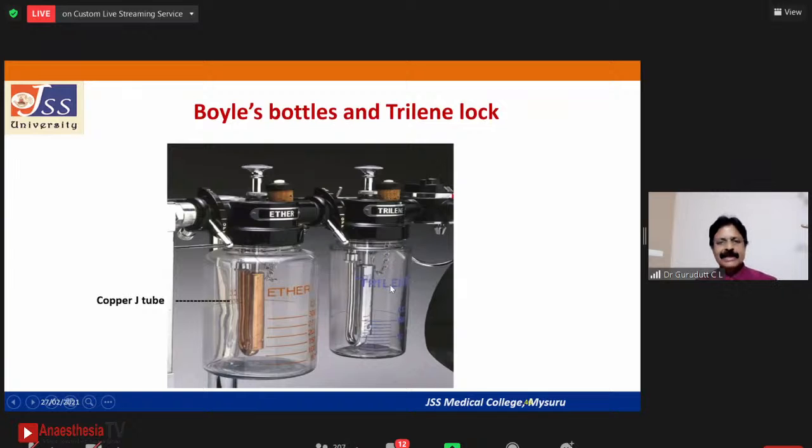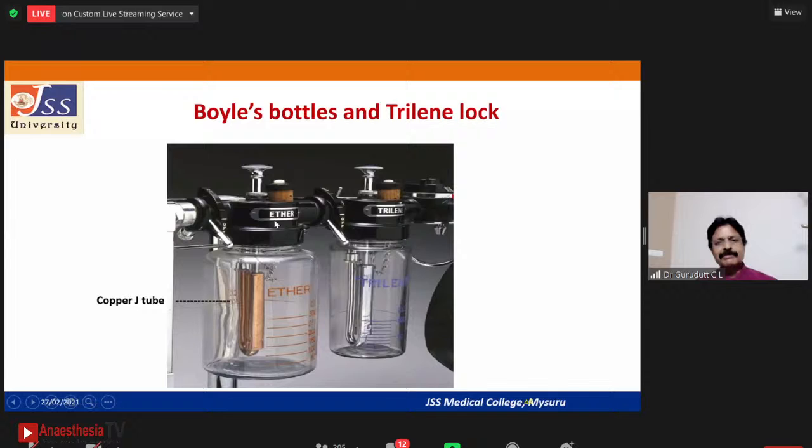Trilene reacts with soda lime to produce phosgene, which can be toxic to the nerves, and many times it can even produce trigeminal neuralgia. That means when you want to use trilene, you should not be using the closed circuit. That is what this trilene lock produces. When I'm using trilene with this trilene lock, I will not be able to switch over from open circuit to closed circuit. Or if I'm already using the closed circuit, then I will not be able to open the trilene. This is what is called a trilene lock. Sometimes you may be asked about this in the exam.